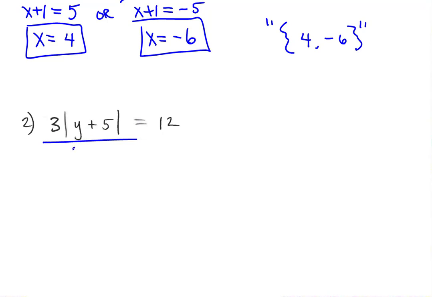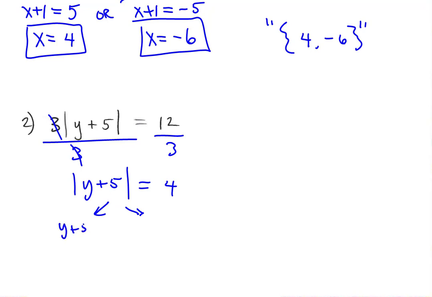we can divide by 3 on both sides, because then the 3's would cancel on the left side, leaving us with absolute value of y plus 5 equals, on the right side, 12 over 3 is 4. And this takes us to a much simpler version like we saw in the previous problem, where we can now split this as y plus 5, that's what's inside the absolute value, equals positive 4, the value on the opposite side, or y plus 5, what's inside the absolute value, equals negative 4.